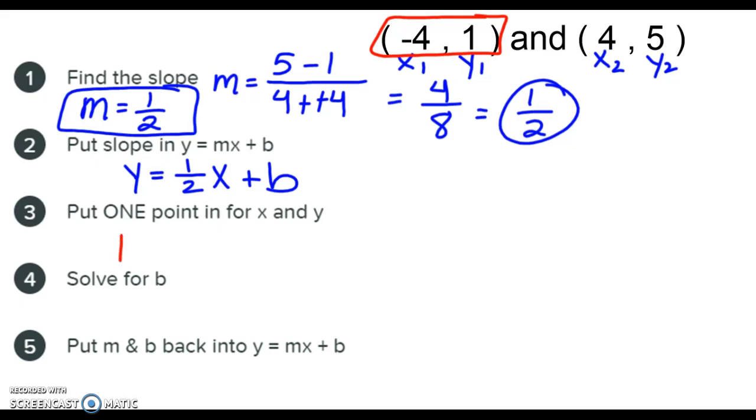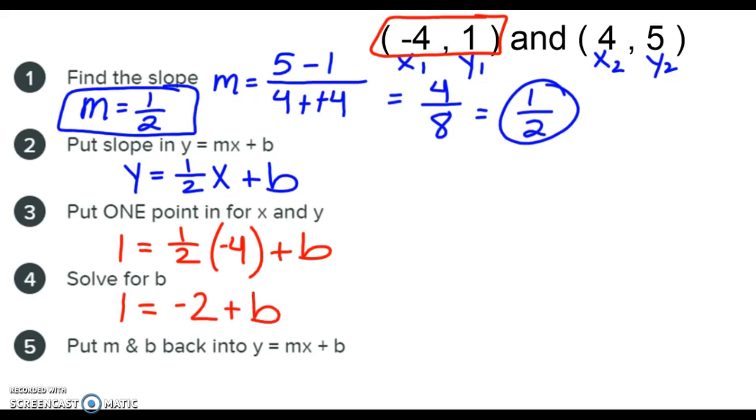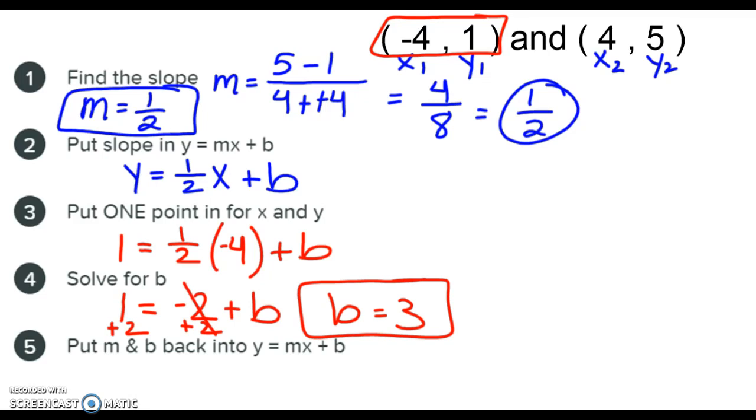So my y value was 1. I have my 1/2, and I have my negative 4 here. For this case, 1/2 times negative 4, because I'm solving for b, I get negative 2 plus b. If you need to check that in your calculator, you can do that. Then I'm solving for b, so I'm going to add 2 to both sides. So b ends up being a positive 3 for this example.